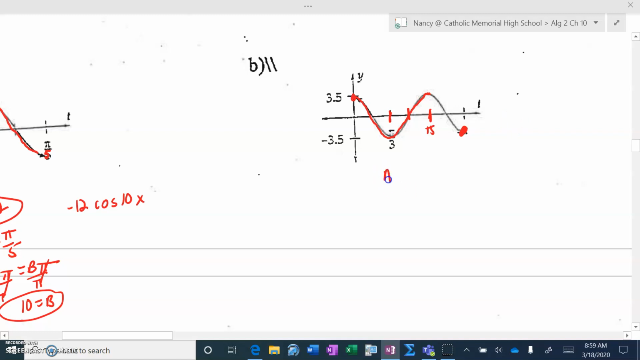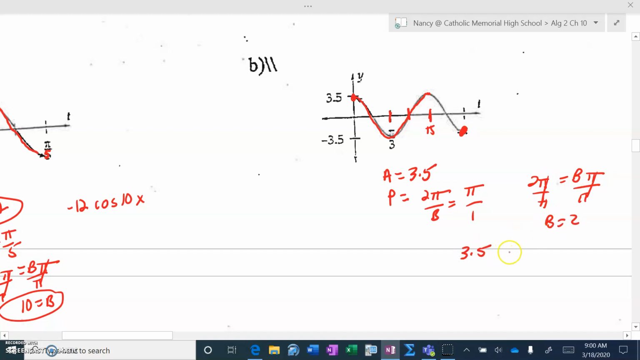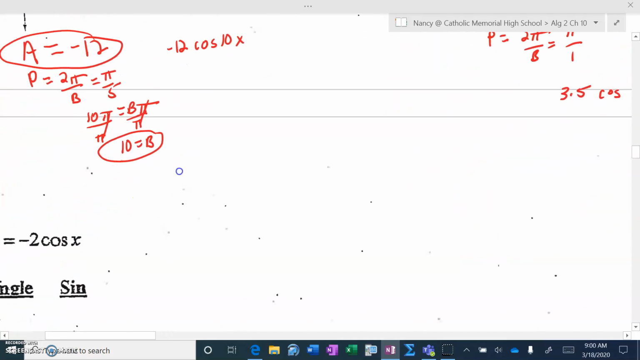And again, my amp number is 3.5. My period formula is 2 pi over b, and the period is pi. So I would cross multiply: 2 pi equals b pi. I would divide by pi, and I would get a b of 2. So my equation would be 3.5 cos 2 theta. Again, those were a little bit hard to read. I hope your homework is a little bit clearer.